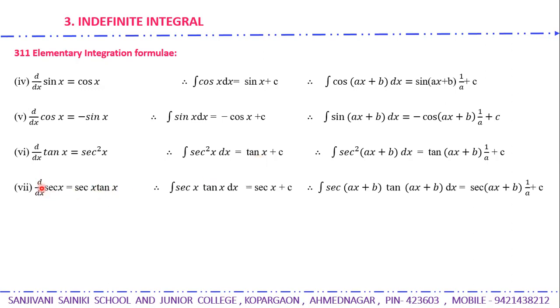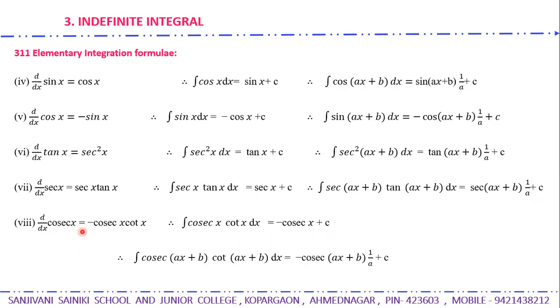Next, d by dx of sec x. Now what is the derivative of sec x? Derivative of sec x is sec x tan x. So obviously the integral of sec x tan x dx is sec x plus c. Now replace x by ax plus b. Integral of sec(ax plus b) tan(ax plus b) dx is equal to sec(ax plus b) into 1 upon a plus c.